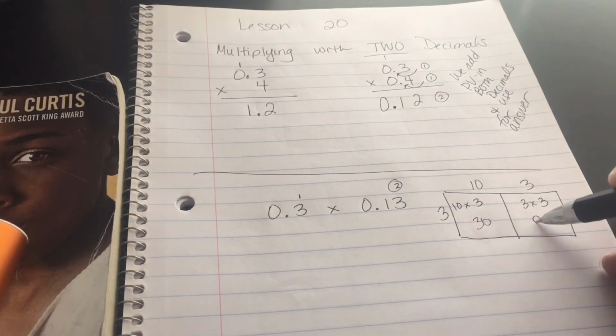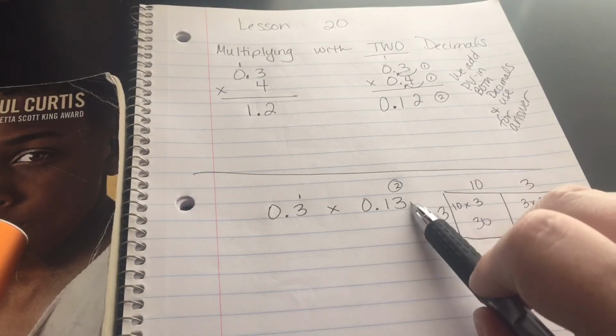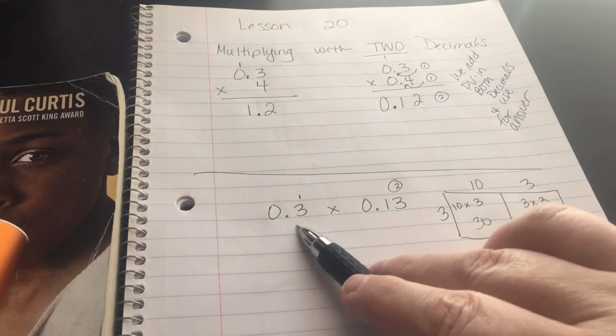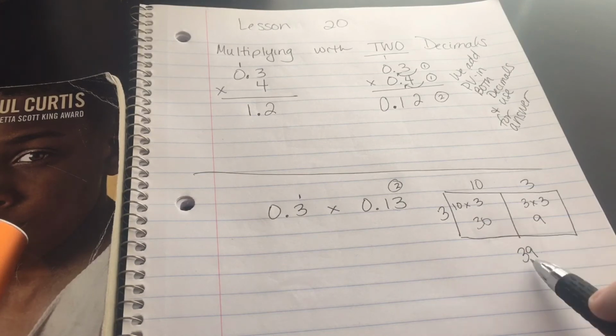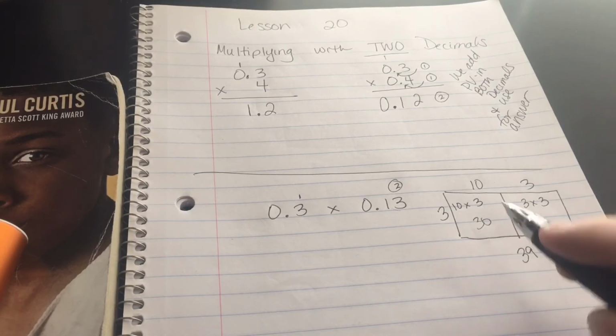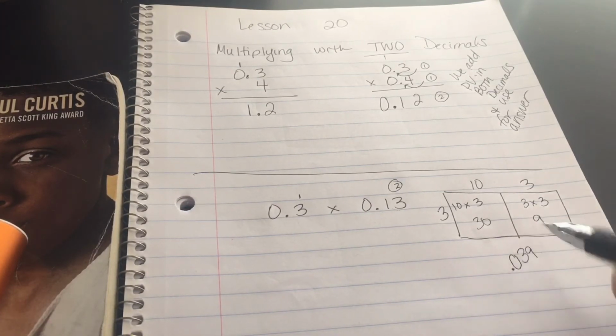3 times 3, that makes 9. Add them together, that gives me 39. Decimals over 1, 2, 3 places. So the decimal has to go over so that there's 3 numbers between the decimal and the end of the number. If I put it here, there's only 1. If I put it here, there's only 2. So I have to put it over and actually add a 0 between the decimal and the answer to show where it goes. So 0.039.